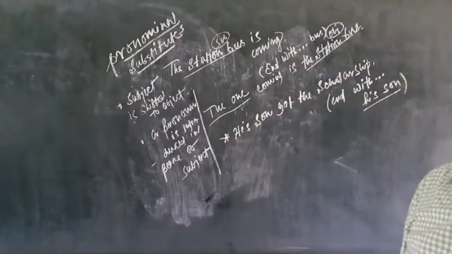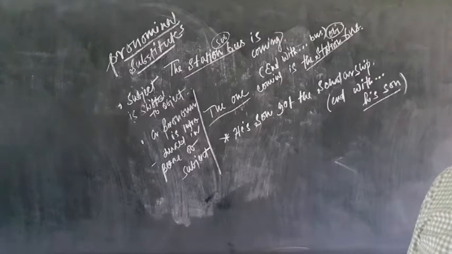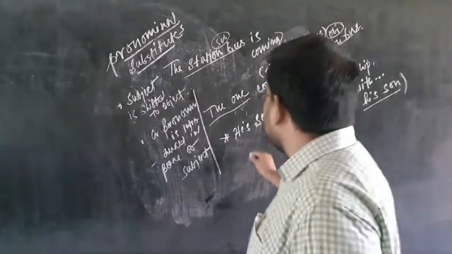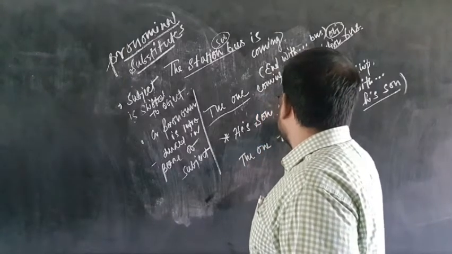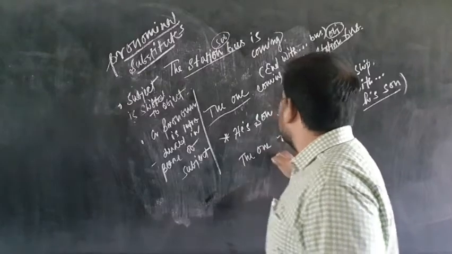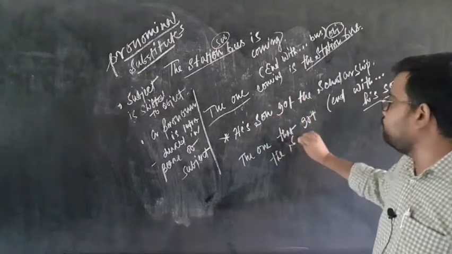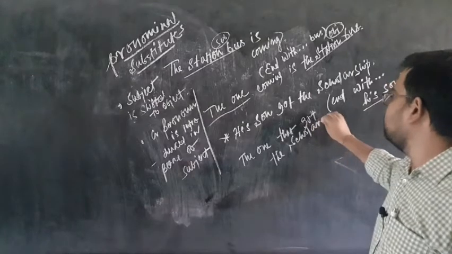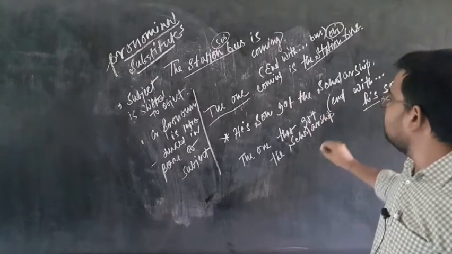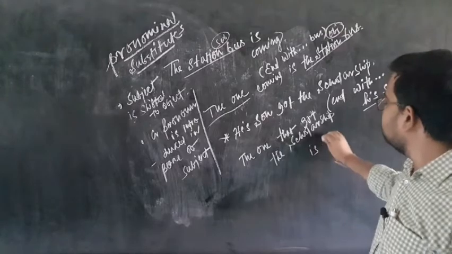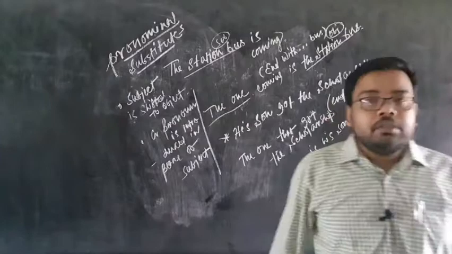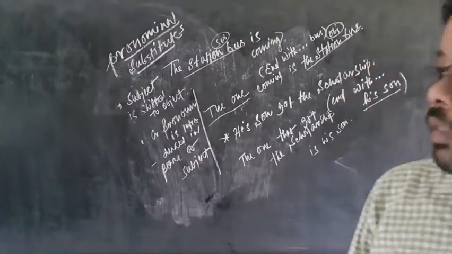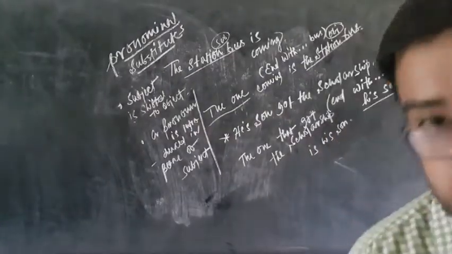So what will we write? That's very easy. That's going to be: the one that got the scholarship is his son. So this is one of the parts. Let us move to the next part.